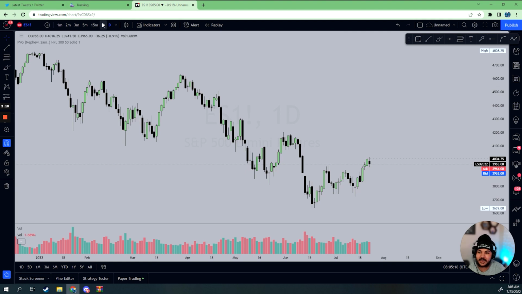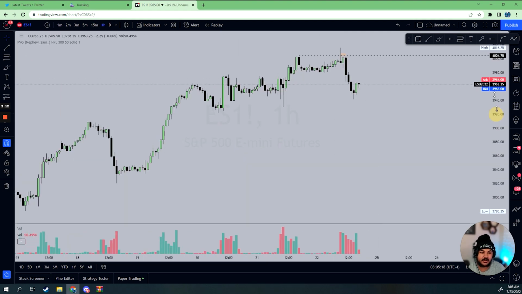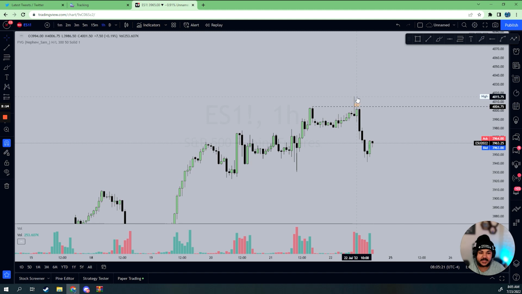So back here on ES, we go into the hourly. What is this right here? This is a liquidity grab where the shorts came up, the stock broke past that high, and then they had to cover their shorts. Market makers took that as liquidity, and then look at what happens.